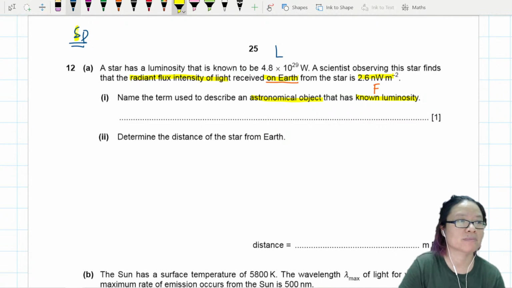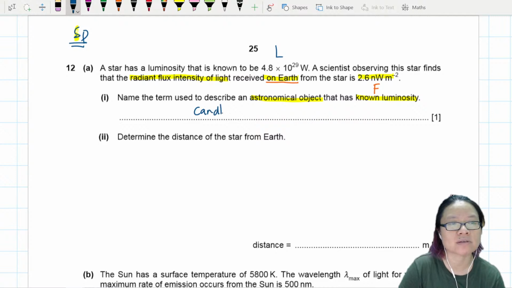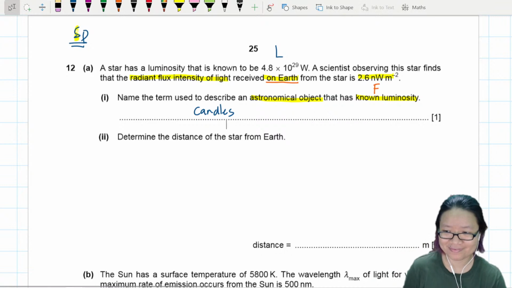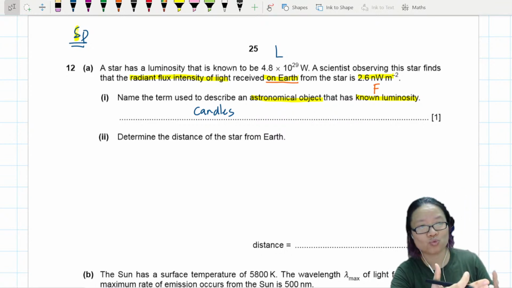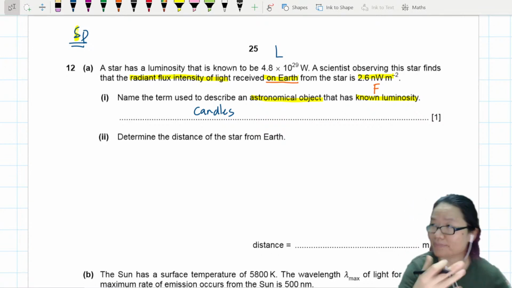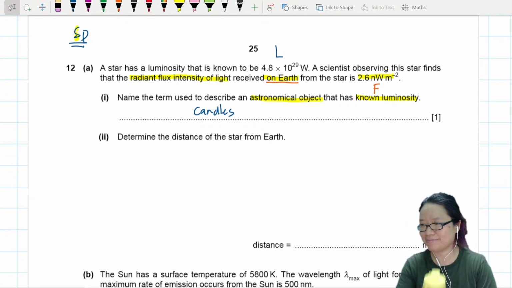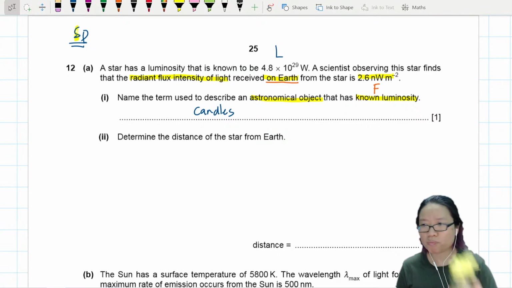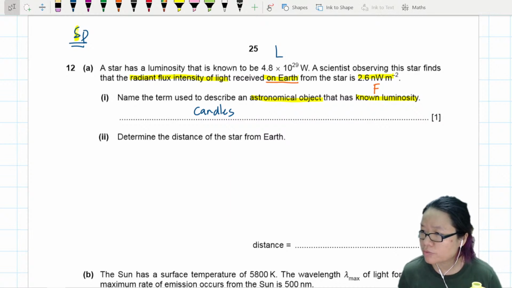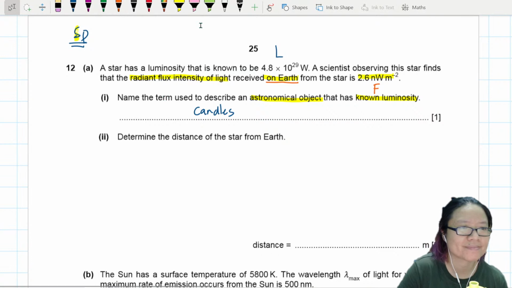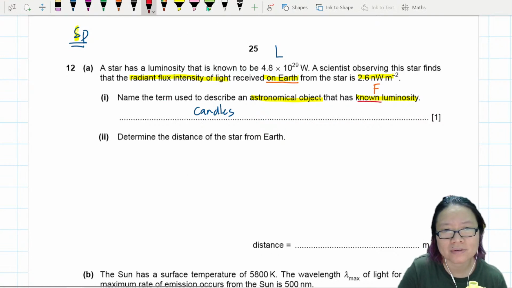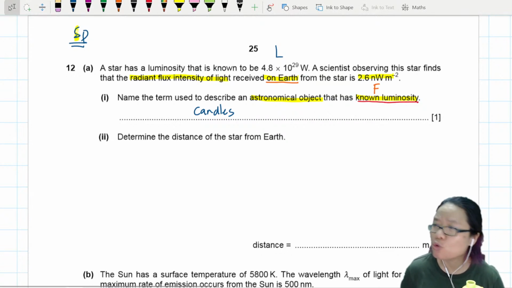You already know the luminosity. I give you a hint. It ends with the word candles. Can you tell me what's the first word? You already know how bright it is. It's a bit like, hey, I already know how hard the syllabus is going to be. What do we call this? I already know how bright it is. Or rather, I already know how luminous it is.